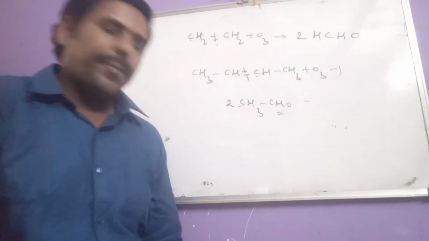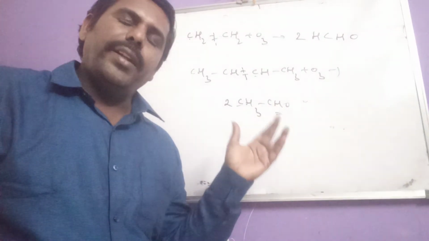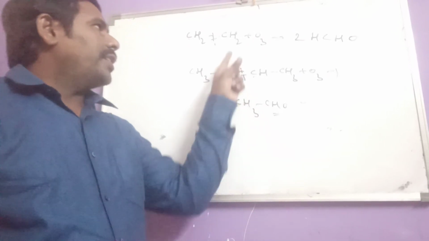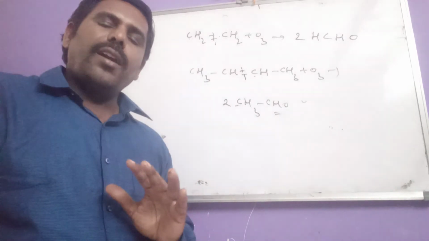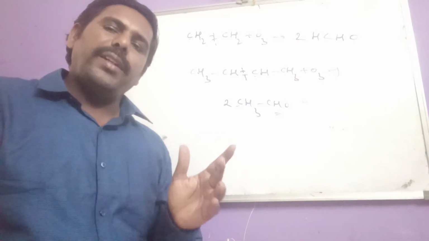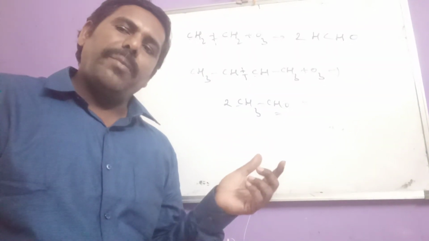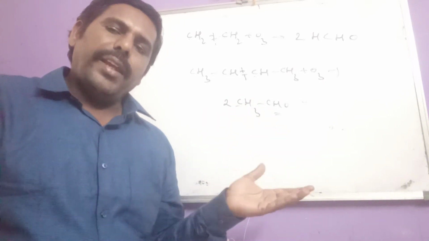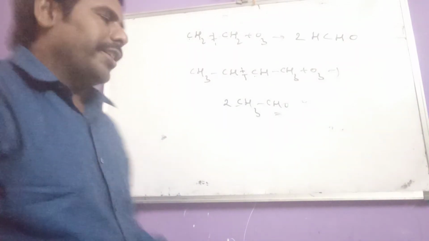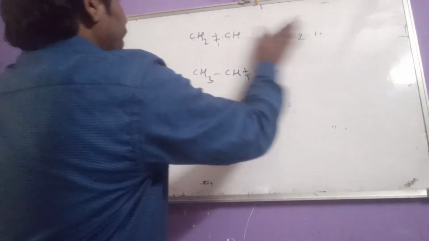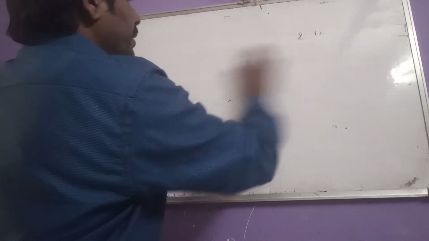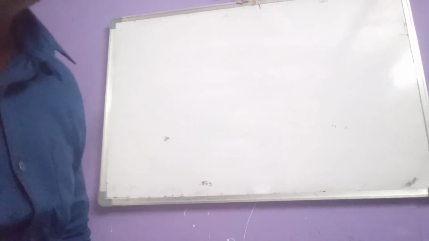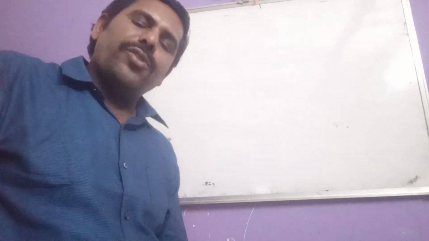So like that here. No need to write that intermediate ozonide, ethylene ozonide like that formed, no need to write. Just break the double bond, add oxygen atoms to both ends. Like that we can get the product of ozonolysis of any alkenes. So this is regarding ozone preparation and properties. That means oxidizing and reducing properties of ozone.